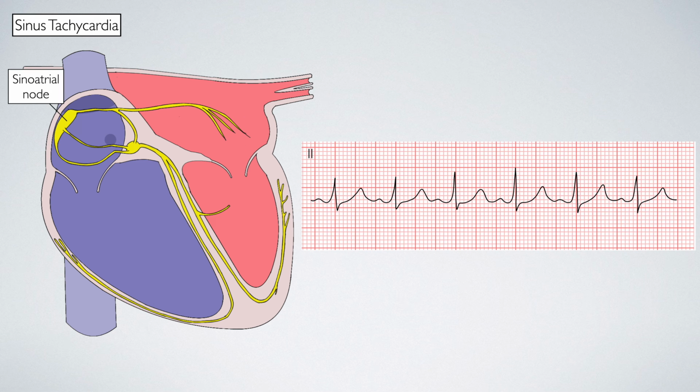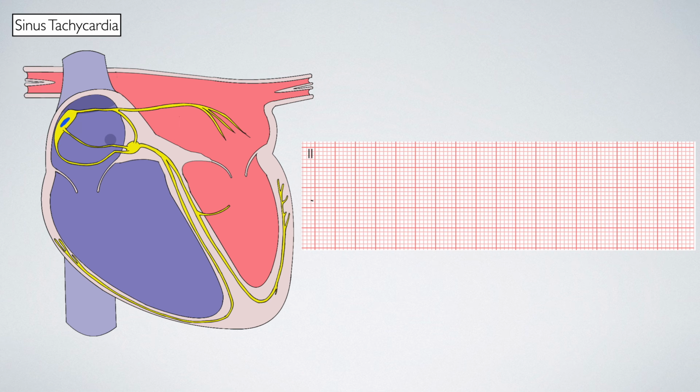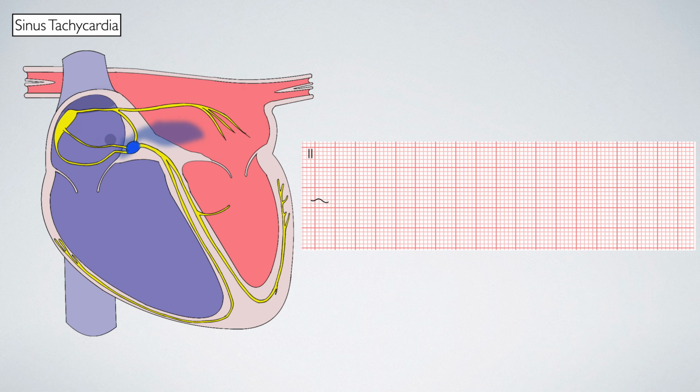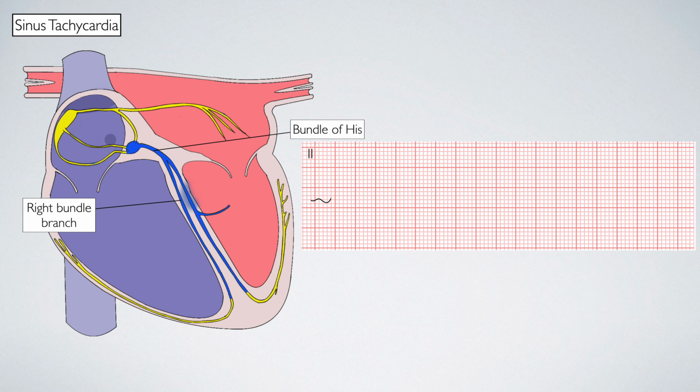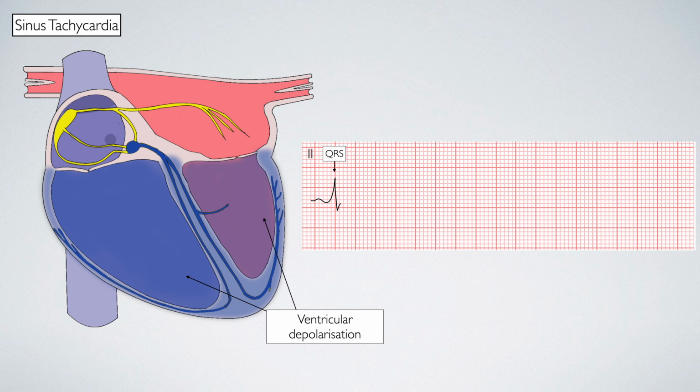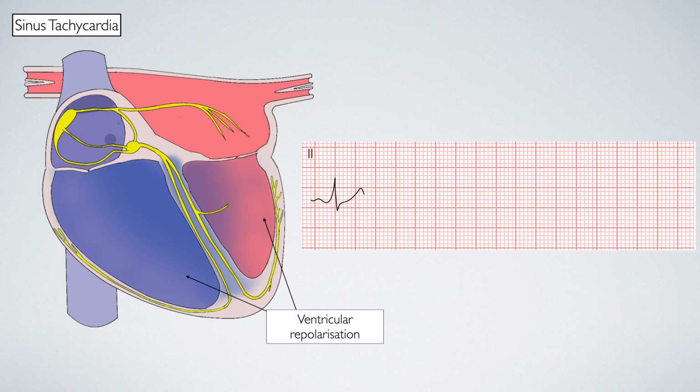In sinus tachycardia, electrical impulses originate from the sinoatrial node at a rate greater than 100 per minute. These impulses spread through the atria, causing atrial depolarization and resulting in a P wave on the ECG trace. The impulses travel through the AV node and into the ventricles via the bundle of His and the bundle branches. Ventricular depolarization occurs, producing a QRS complex, and as the ventricles repolarize, a T wave is formed.